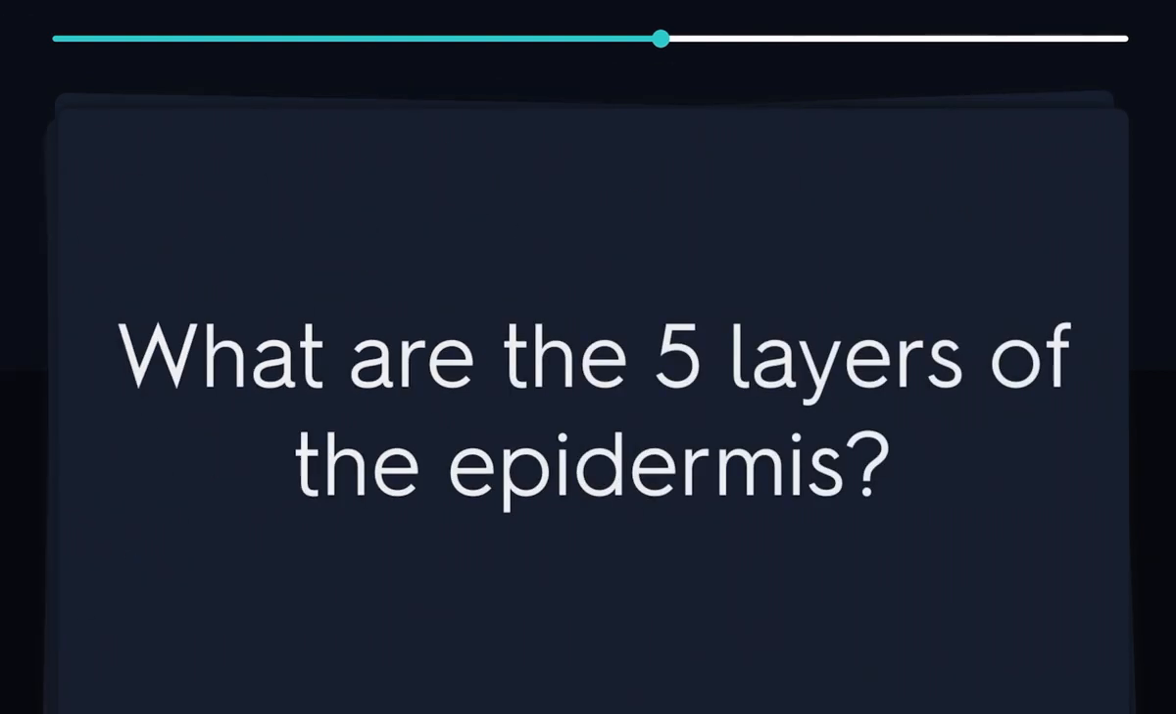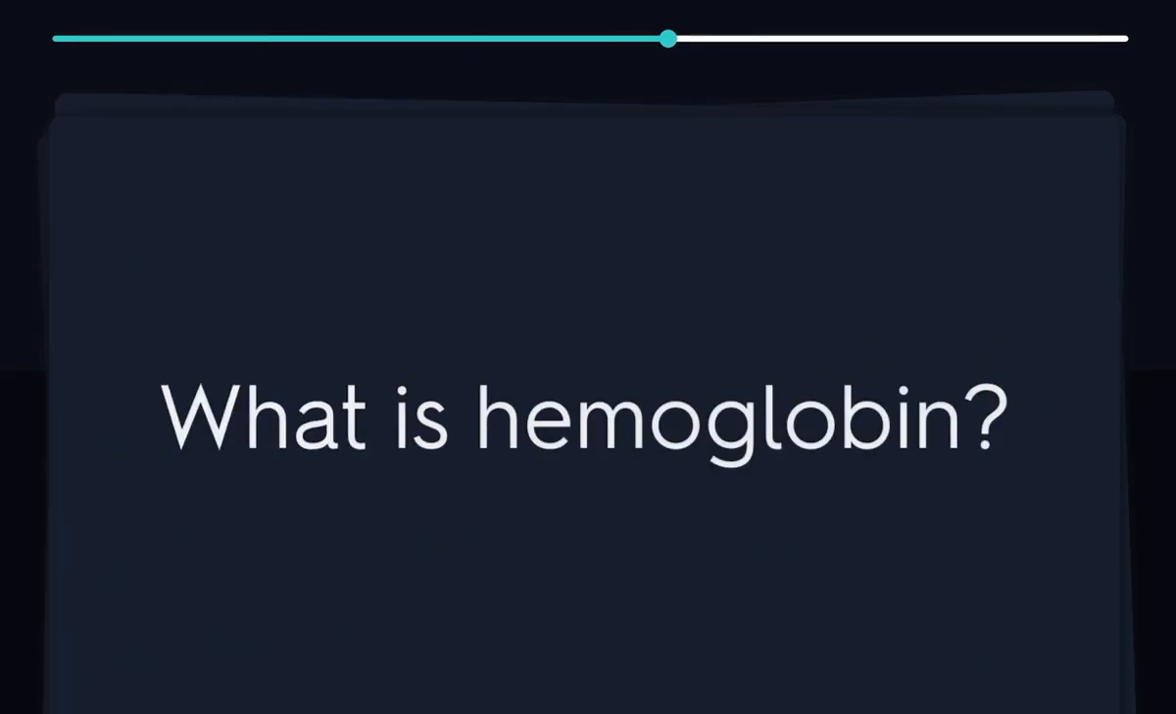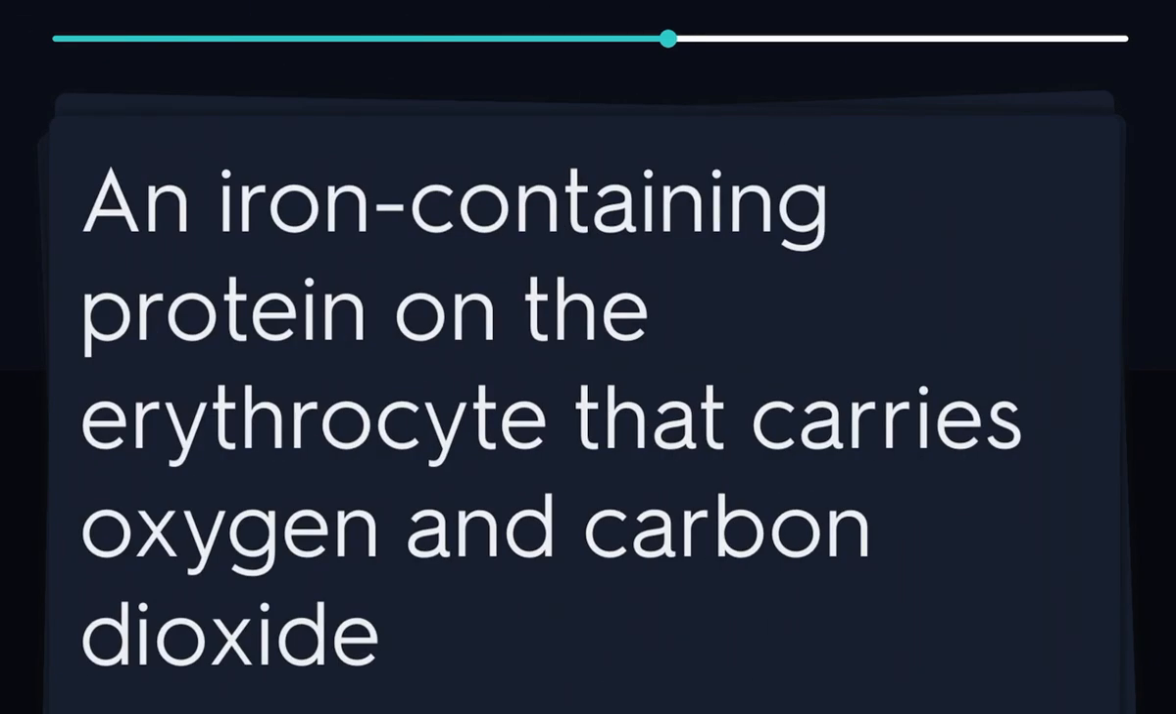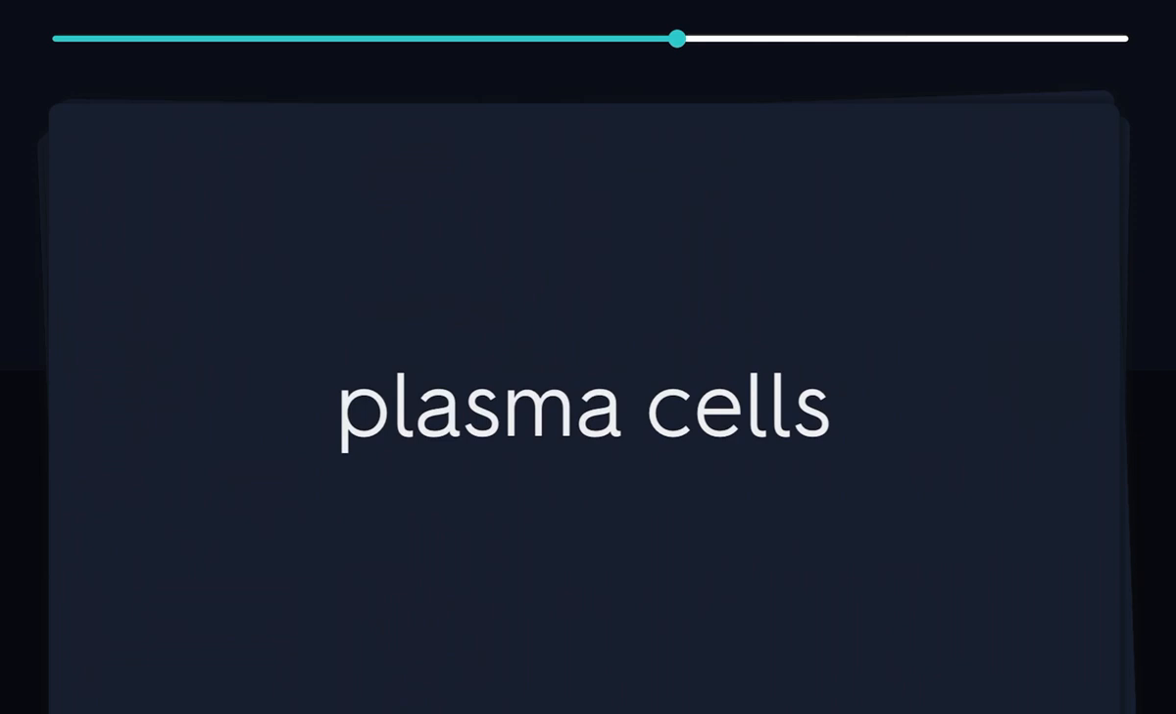What are the 5 layers of the epidermis? Come, let's go see babe. 1. Stratum corneum. 2. Stratum lucidum. 3. Stratum granulosum. 4. Stratum spinosum. 5. Stratum basale. What is hemoglobin? An iron-containing protein on the erythrocyte that carries oxygen and carbon dioxide. What type of cell secretes antibodies? Plasma cells.